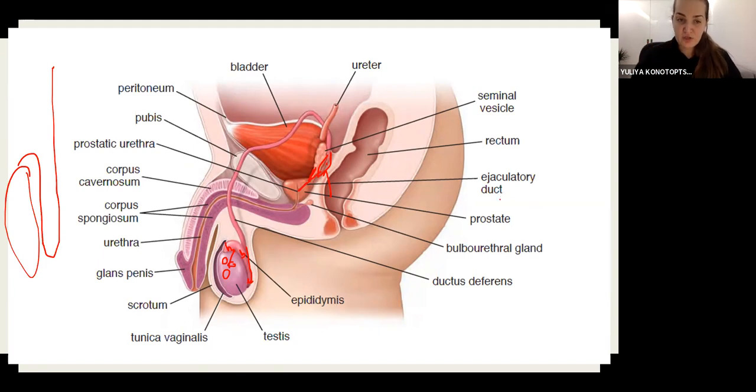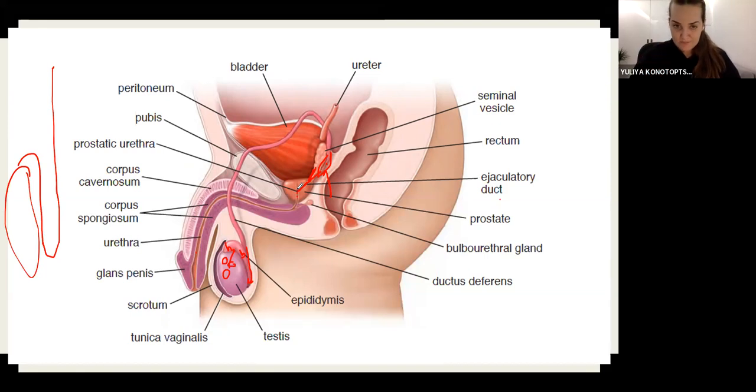So the ejaculatory duct is a fusion of the ampulla together with the duct of the seminal vesicle. You can see this ejaculatory duct passes through the prostate and opens up into the prostatic urethra, right? So you can see it here. This is the prostatic urethra. So finally, your spermatozoa are here, in the prostatic urethra.